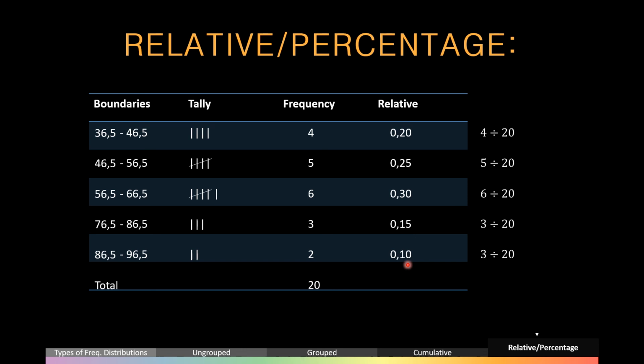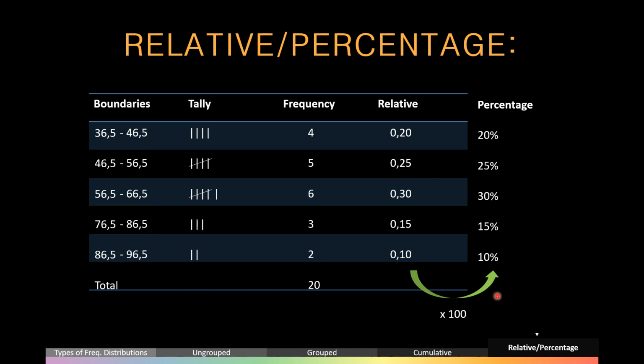And you can go ahead and interpret this as it is, or you can convert it to a percentage to make it a bit easier to read, where you simply multiply your relative values by 100 to get a percentage of 20%, 25%, 30%, 15%, and 10%. Now looking at this, we can see that 20% of people have a weight greater than and equal to 36.5, but less than 46.5. 30% of people have a weight greater than and equal to 56.5 but less than 66.5, and 10% of people have a weight greater than and equal to 86.5 but less than 96.5.